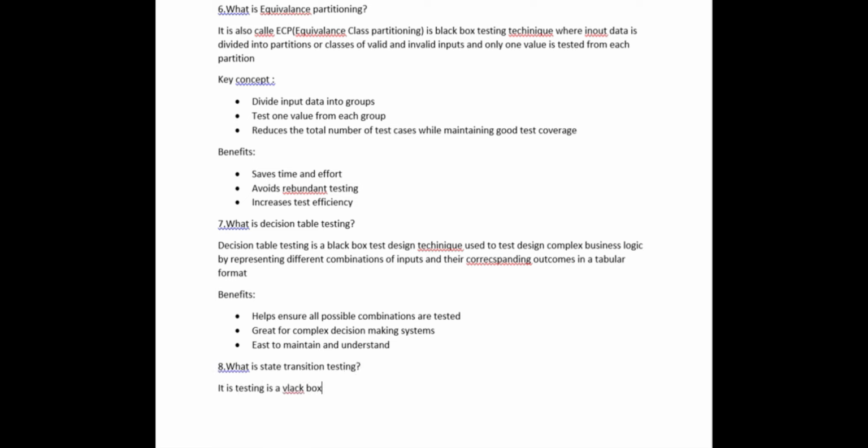Coming to the next question, what is state transition testing? It is a black box testing technique used to test systems where output depends on the current state and the input that triggers a transition to another state. Benefits: good for identifying unexpected behavior in state based systems, helps test sequence and navigation paths, ensures proper validation and transitions.